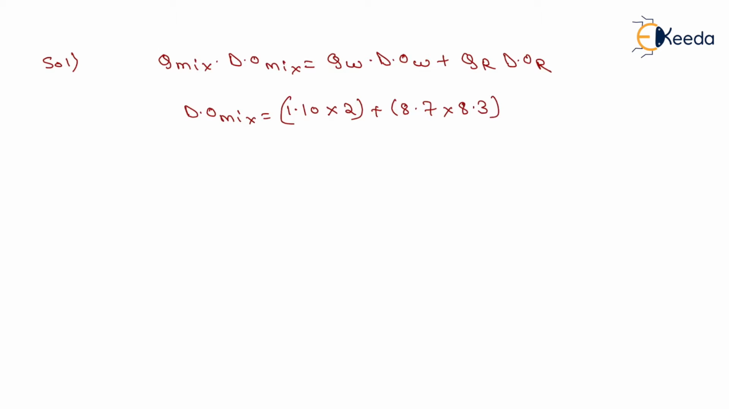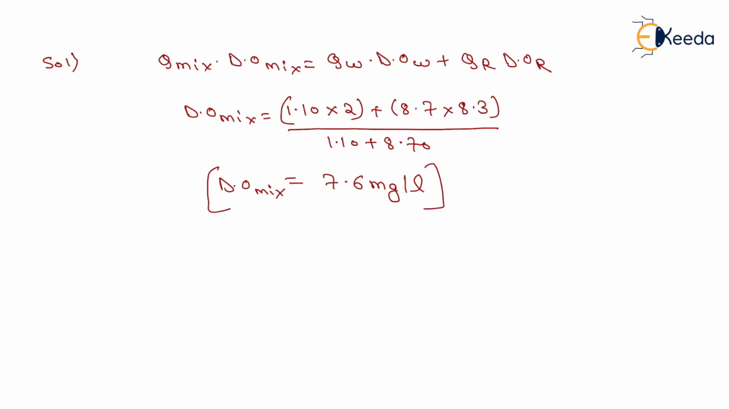Now what is the total discharge of the mix? It will be the sum of the discharge of wastewater and the discharge of river, so it will be 1.10 plus 8.70. After solving this, you will have the DO of the mix, which will be equal to 7.6 milligram per liter. That will be the DO of the mixture, that is the dissolved oxygen of the mixture. That is the complete solution of this question.